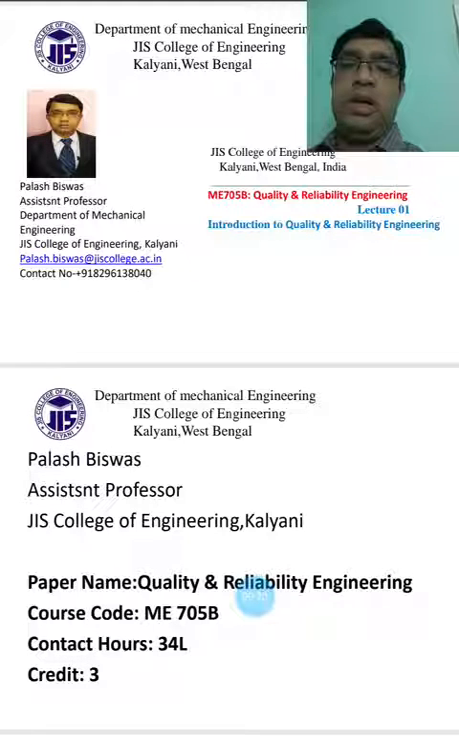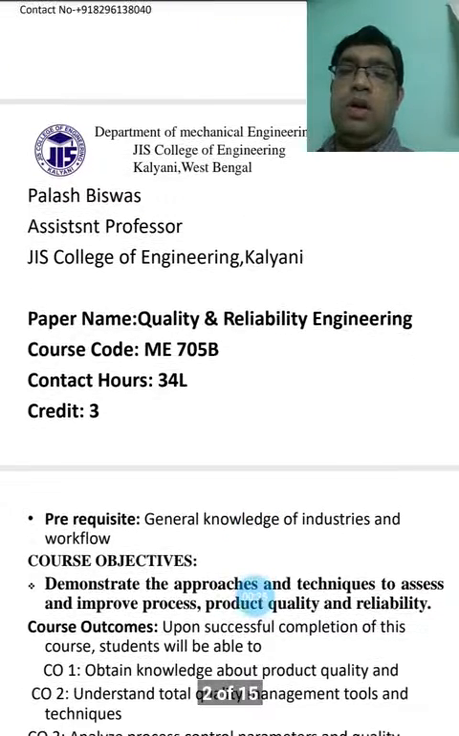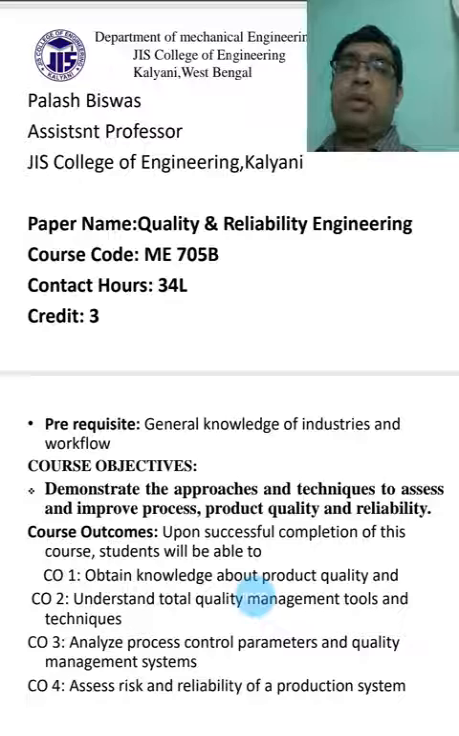My subject is Quality and Reliability Engineering, ME 705B, and this is the first lecture, the Introduction to Quality and Reliability Engineering. The paper's name is Quality and Reliability Engineering, the course code is ME 705B, the contact hours required are 34 lectures, and the credit point is 3.